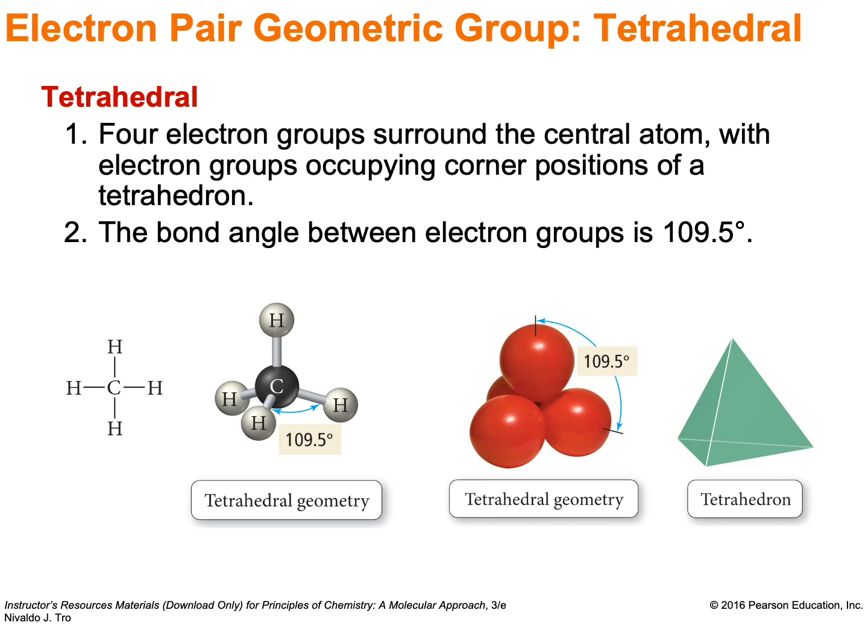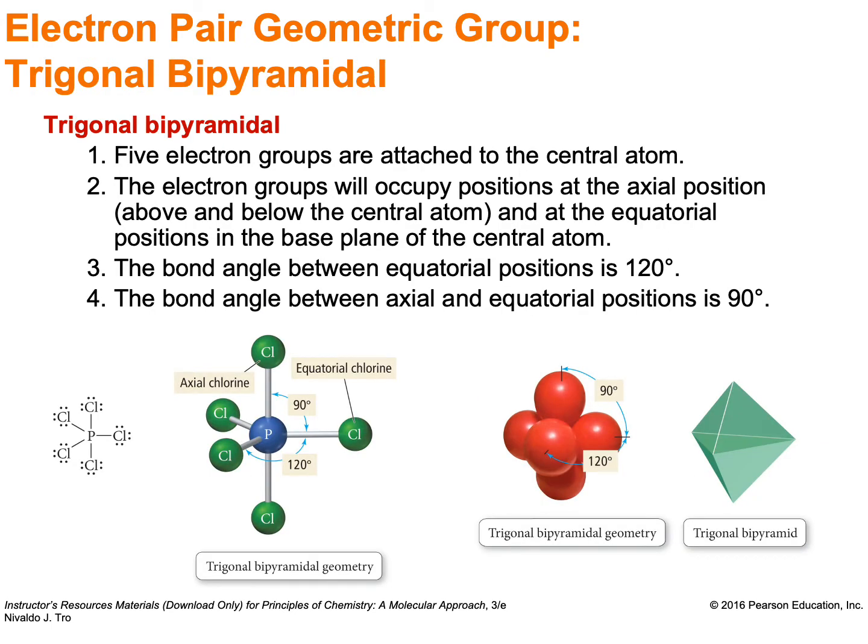The 5th group of electron pair geometry is called trigonal bipyramidal. It has 5 electron groups attached to the central atom. 2 of these are what are called axial terminal atoms, as shown in the image in the blue and green on the left. And the ones in the plane are called equatorial chlorine atoms.